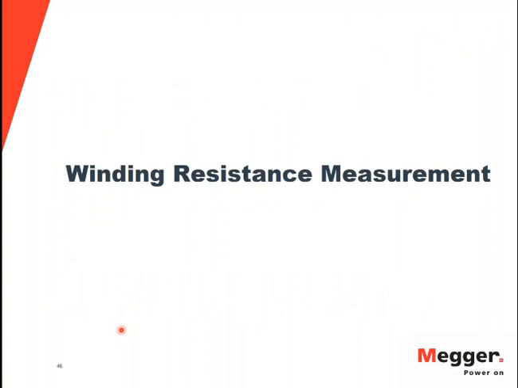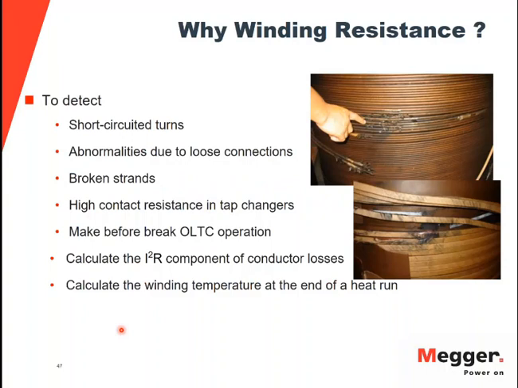Now let's talk about winding resistance. It is another test that is used to check the condition of the windings. Typically, winding resistance test is performed to evaluate and find out if there are any short-circuited turns, any kind of loose connection, if there is any problem with the tap changer, high contact resistance, also to verify that the on-load tap changer should make the circuit before breaking the circuit. So you can check the make before break operation as well.